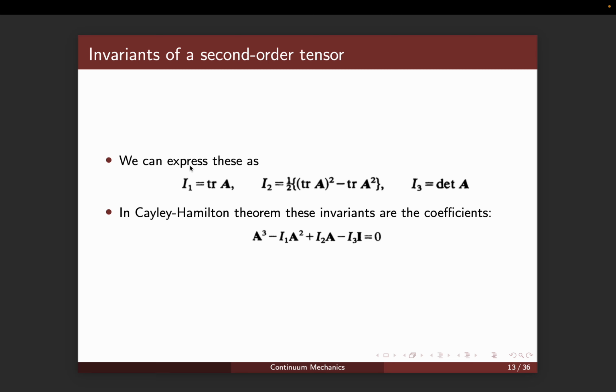So we can express I1 as trace of A, I2 as half of trace of A whole square minus trace of A square, and I3 as determinant of A. These three invariants come as the coefficients in the characteristic equation in the Cayley-Hamilton theorem. In the Cayley-Hamilton theorem, in place of the characteristic equation we can replace by the matrices, and the coefficients are given by these invariants.